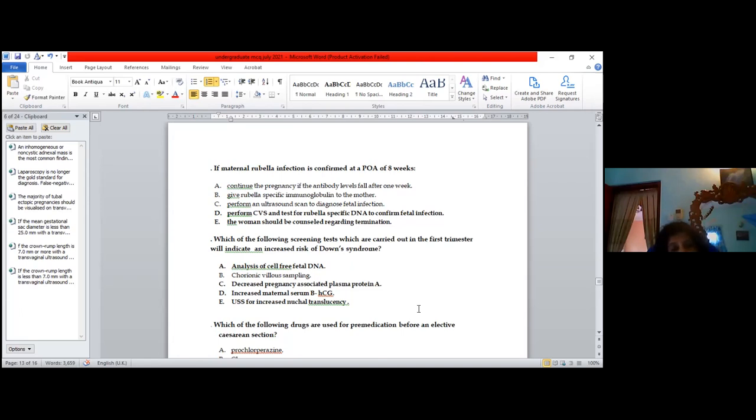Increased risk of Down syndrome in the first trimester. They are asking about the screening test for increased risk of Down syndrome. So analysis of cell-free fetal DNA, decrease of pregnancy-associated plasma protein, increased maternal serum beta-HCG, and ultrasound scan for increased nuchal translucency. These are the screening tests. Chorionic villus sampling is the confirmatory test.